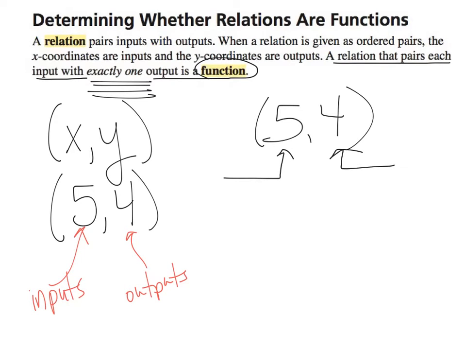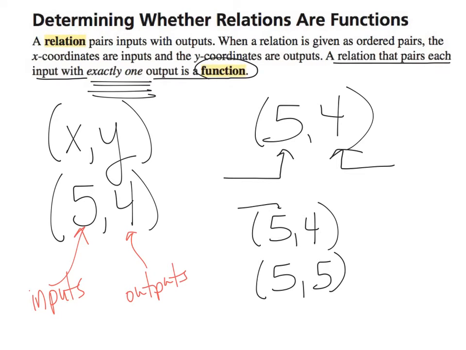So if I had two ordered pairs, (5, 4) and (5, 5), this 5 would go to 4. This 5 would go to 5. So how many outputs does 5 have? It has 2. If I plug in 5, it tells me I'm getting 4 and 5. Therefore, this relation would not be a function.